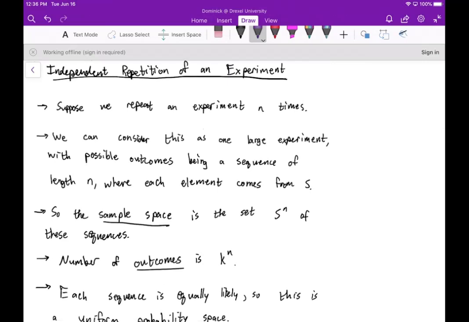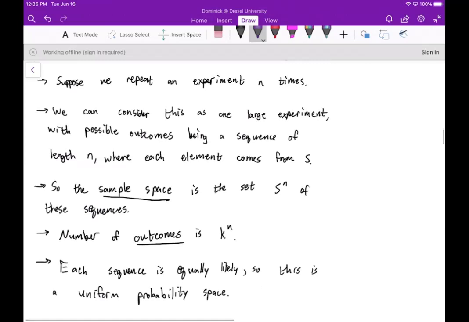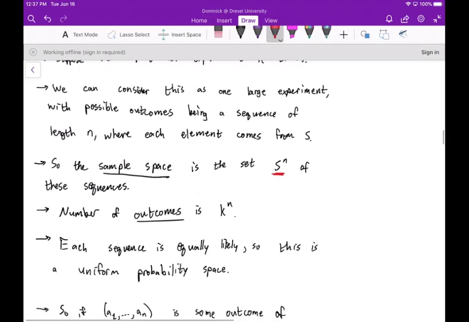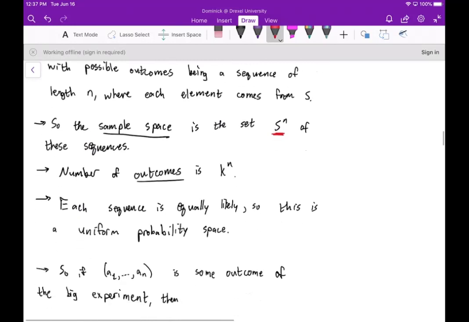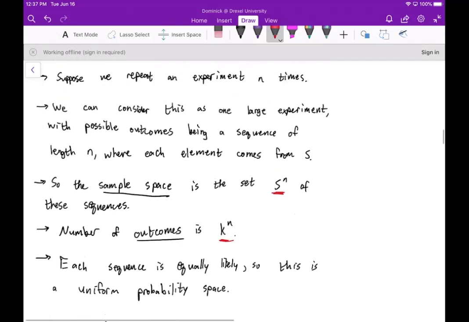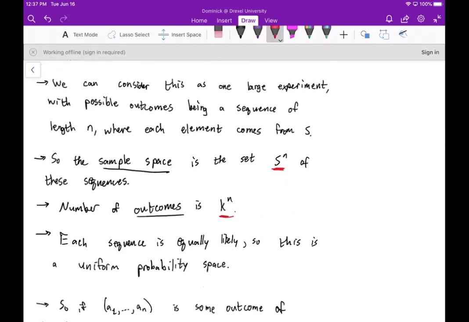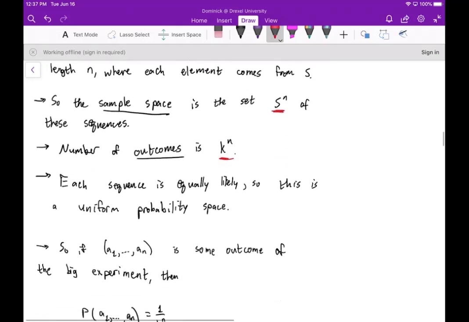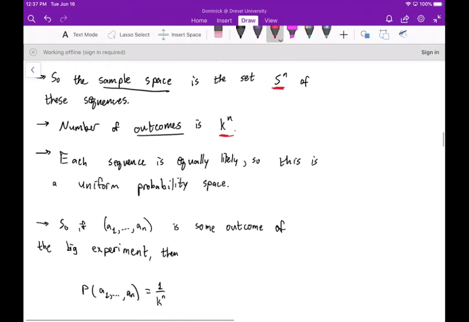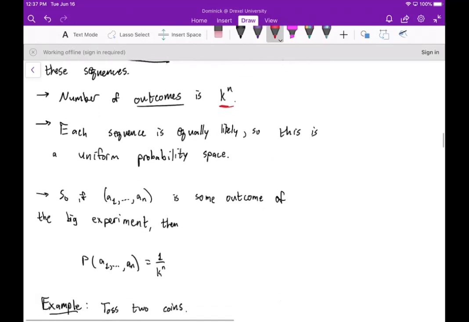So you could say that the sample space is the set S cross S n times, or S to the n, of these sequences, right? So now the number of outcomes, of course, would be k to the n, right? As long as your sample space S has k possible outcomes. Now, each sequence is equally likely, so this is, of course, a uniform probability space.